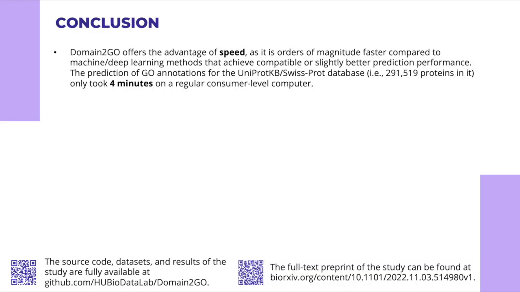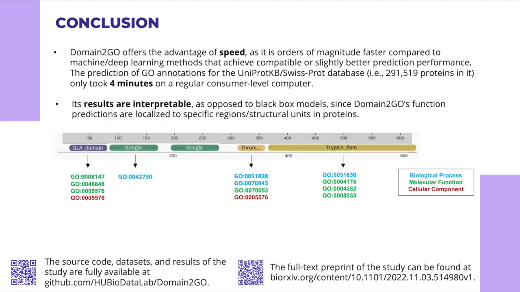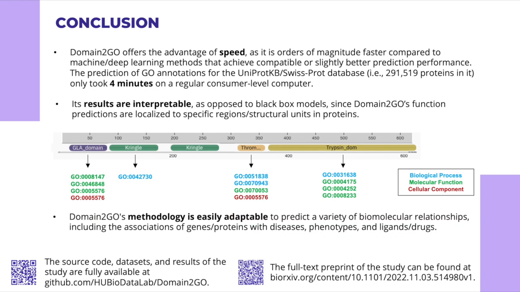Domain2GO offers not only the advantage of speed but also interpretability, unlike black box models, since its function predictions are localized to specific regions, structural units in proteins. Furthermore, the methodology of Domain2GO can be readily applied to predict diverse biomolecular relationships, including protein associations with diseases, phenotypes, and drugs. If you are interested in exploring further, we have made the source code, datasets, and the study results fully available on our GitHub repository. We also recommend exploring our preprint publication for a comprehensive understanding and additional insights.